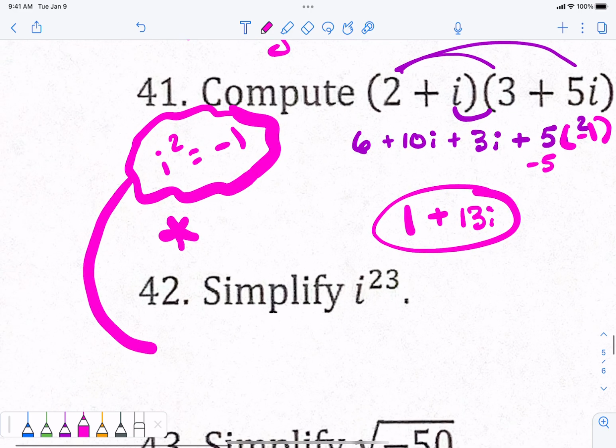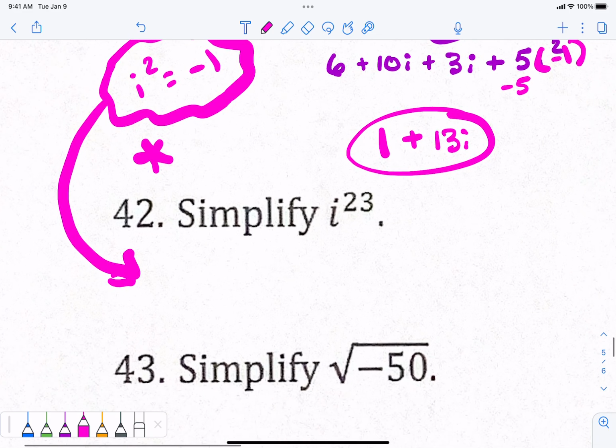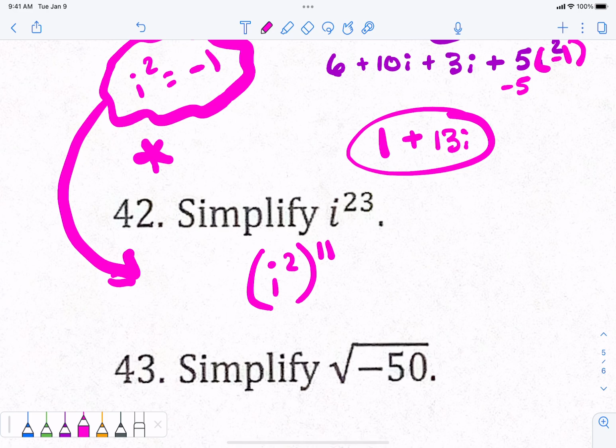You use this information for down here. I know what i squared is. I use that to break down i to the 23rd power, right? How many times do I have to take i squared times itself to get something close to 23? 11. That'll give me 22. But I need one more. So there's my 23rd one, right? You always start with i squared. If it's an even number, you don't have to have this extra i off to the side, right?